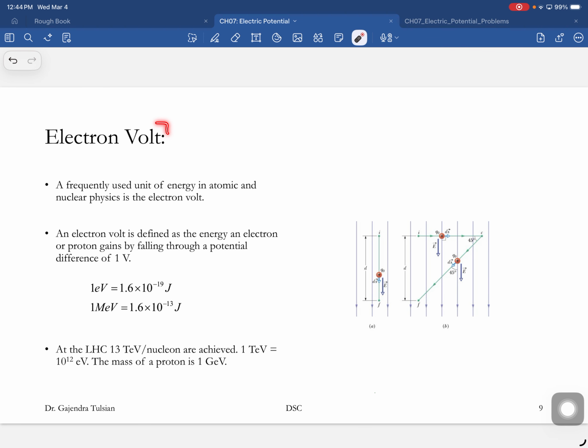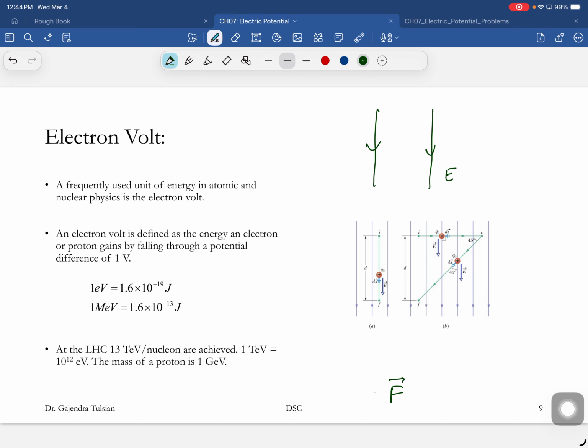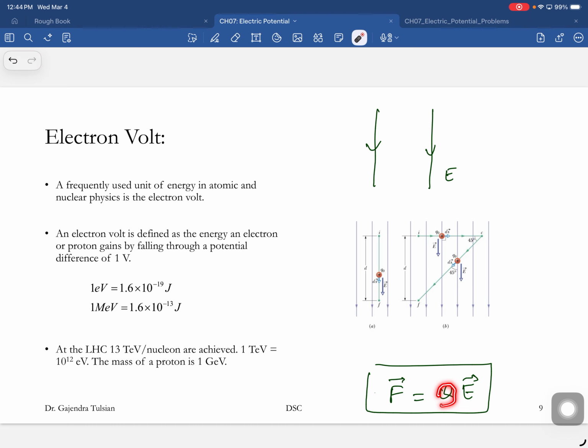Here's a very, very important unit that you will run across many times. Let me do another diagram here. Here's an electric field. If you remember, the force on a charge in the presence of an electric field is given by this formula. So what does this formula tell you? If the charge is positive, the force is in the same direction as the electric field. If the charge is negative, the force is in the opposite direction of the electric field.